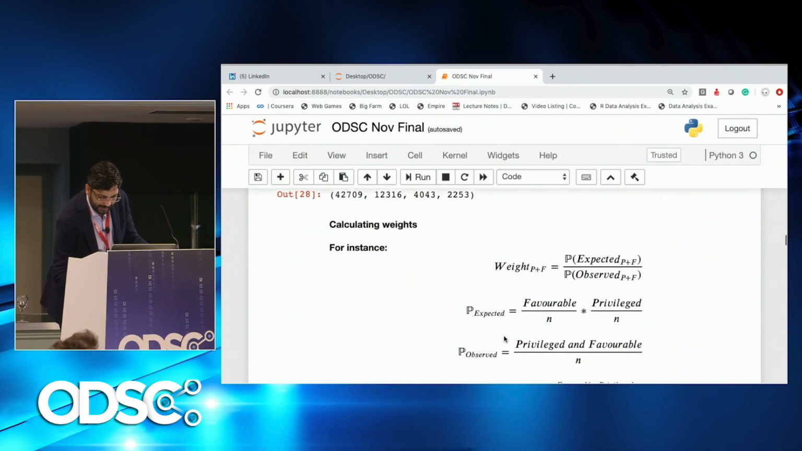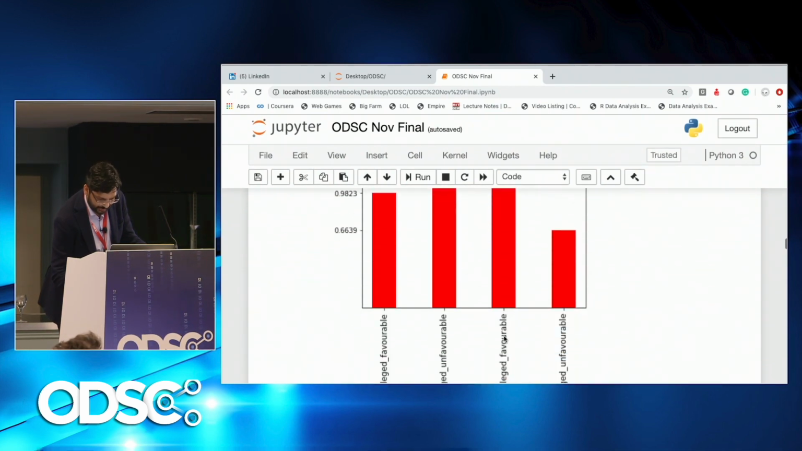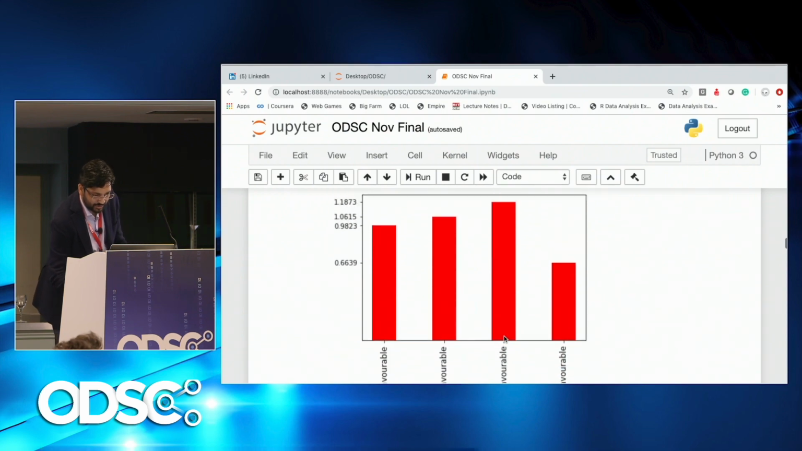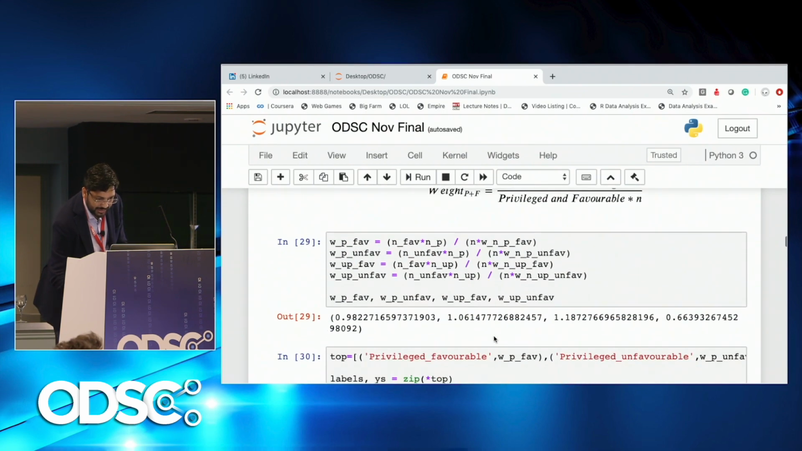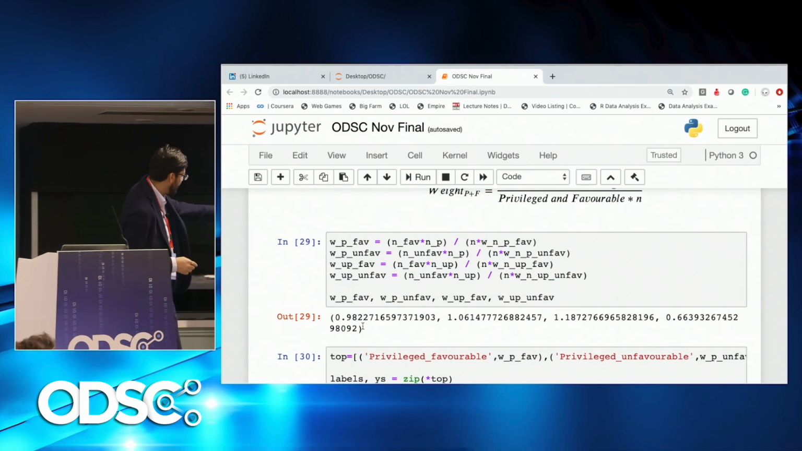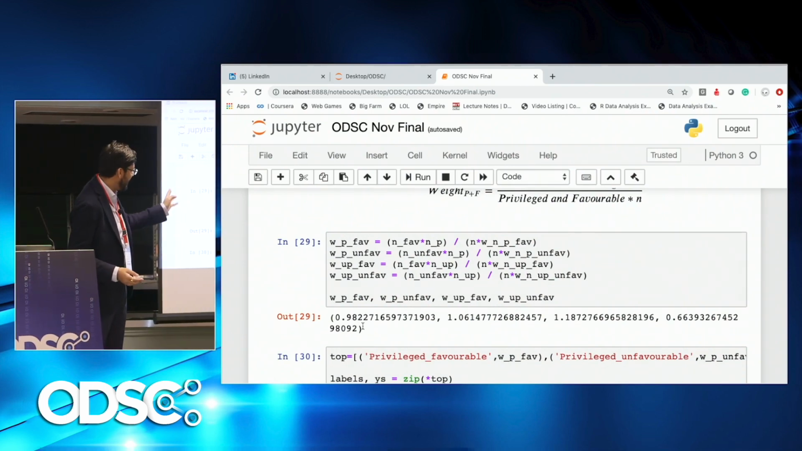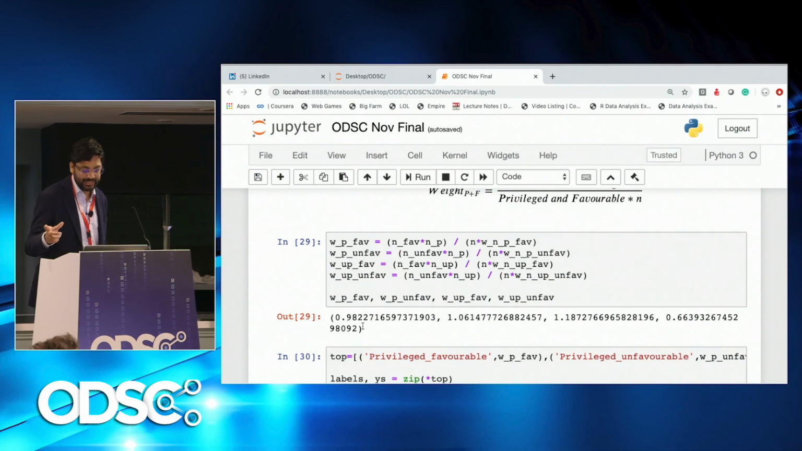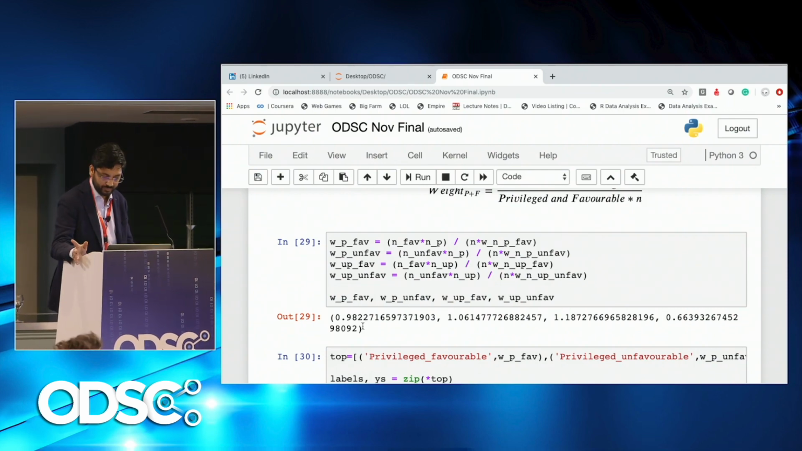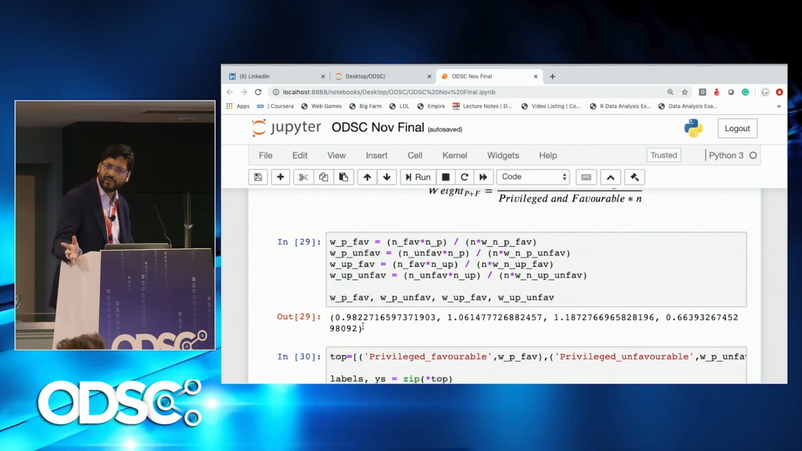I did some calculations, and these are my weights. So how do I show you? Okay, these are my weights. So for P, privileged favorable, my weight is 0.98. Privileged unfavorable, my weight is 1.06. Unprivileged favorable is 1.18, and unprivileged unfavorable is 0.66. So which combination has the highest weight? Unprivileged and favorable, and that is what we were looking at.